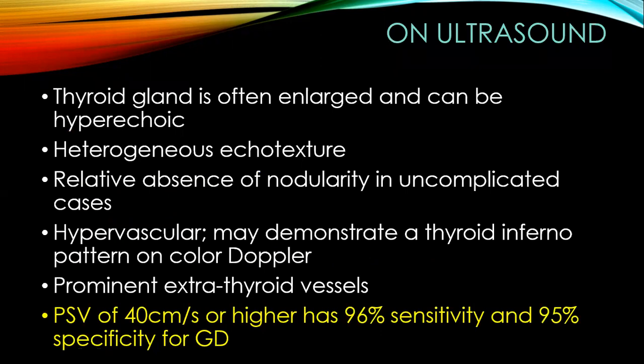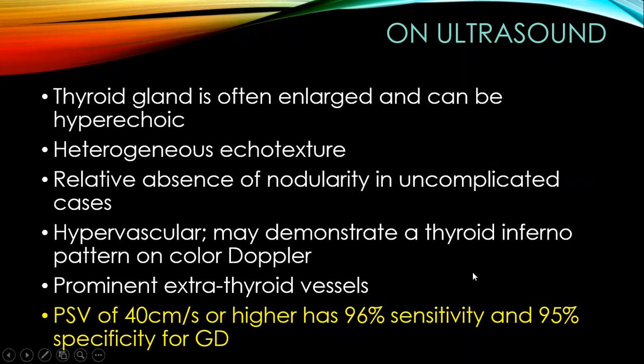On ultrasound, our gland is enlarged and it can be hyperechoic. It has a heterogeneous echotexture. Usually we don't get nodularity in uncomplicated cases compared to Hashimoto thyroiditis, and we don't get fibrosis, so we don't get the fibrous strands as compared to Hashimoto thyroiditis. And on color Doppler, it is hypervascular.